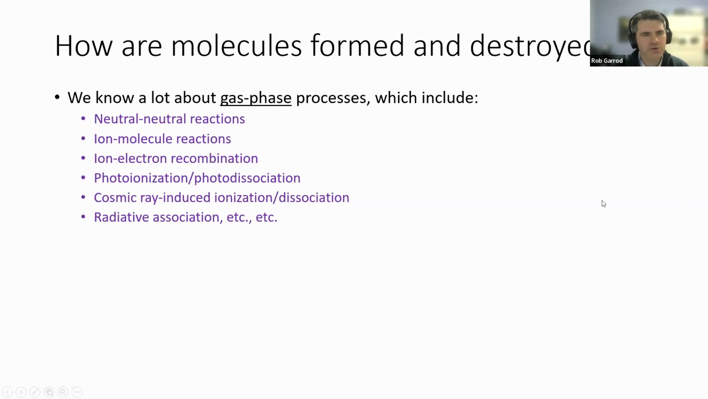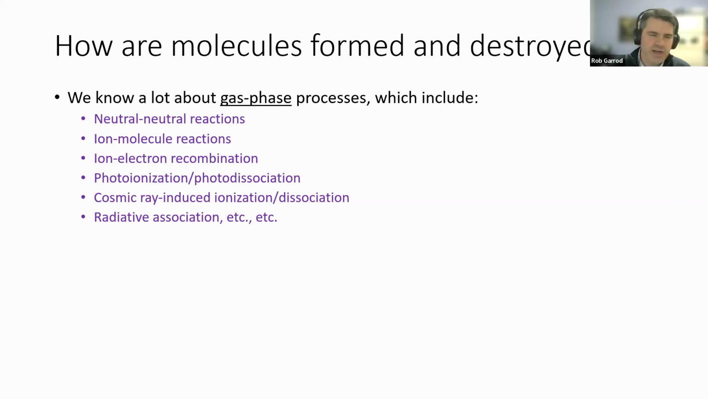When we have ions, of course, they can recombine with electrons, and that is an important thing to consider in our networks. There are photons involved in interstellar space and in these networks. So photoionization and dissociation are important. Cosmic ray induced ionization is important.